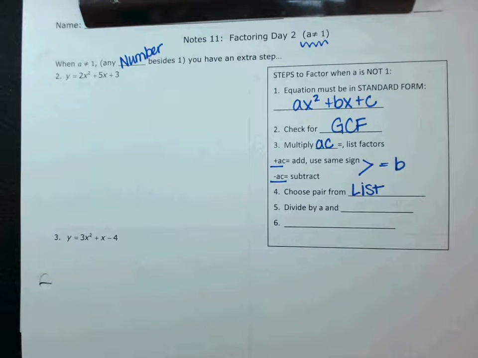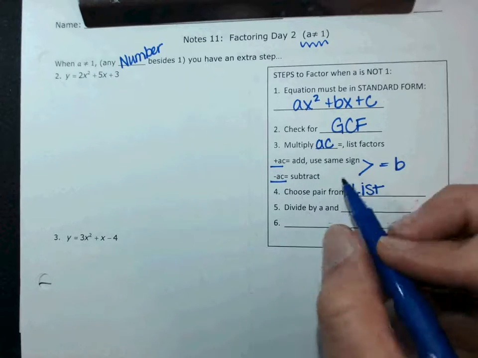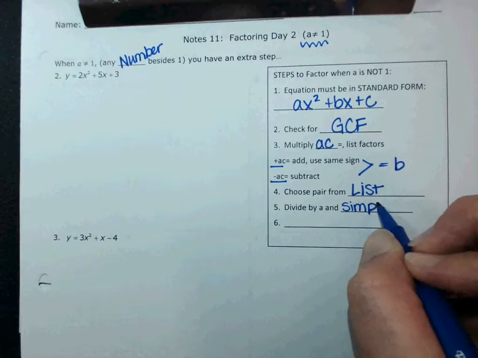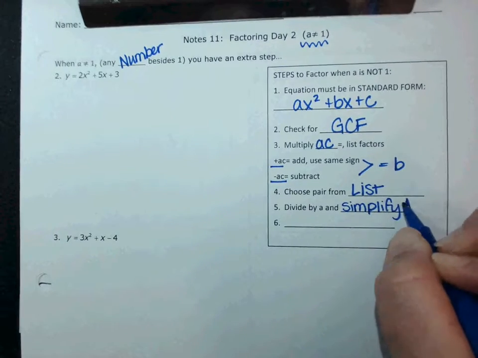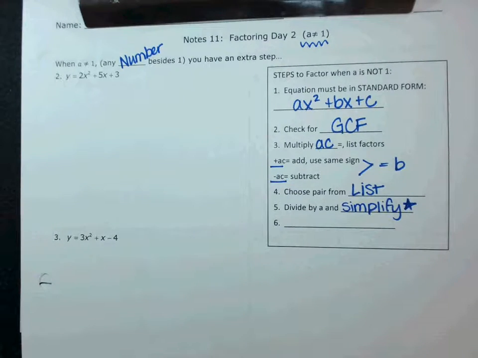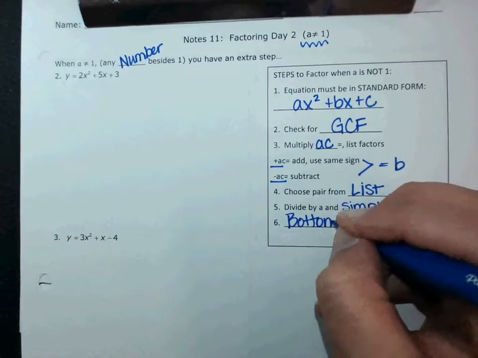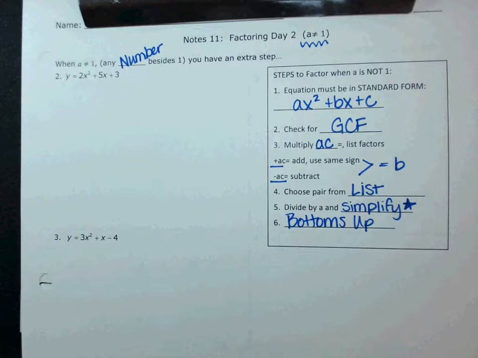And then this is where this step is different. Yesterday, you only had to divide by x because it was always a 1x. Okay, this time you're going to divide by ax and you're going to have to simplify. Okay, so put a little star. Other than that one step though, bottoms up is still the same. All of your other steps are the same. Okay, but it's not hard and you can do it.